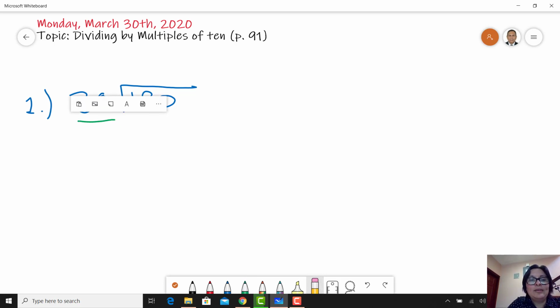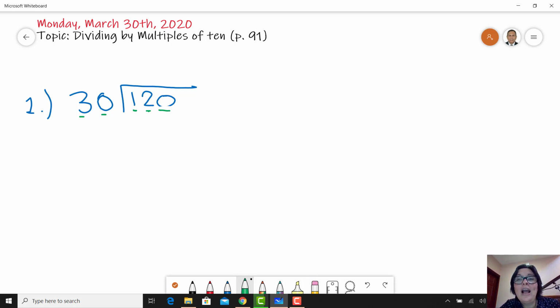So how many numbers do you have in there? 2 numbers, right? You have number 3 and number 0. So we are going to take two numbers from here, number 1 and 2. And together they are 12. Can you divide 12 into 30? No, right? Because 12 is less than 30. So we have to take the other number from the dividend. Okay, we have to take number 0 from the dividend.